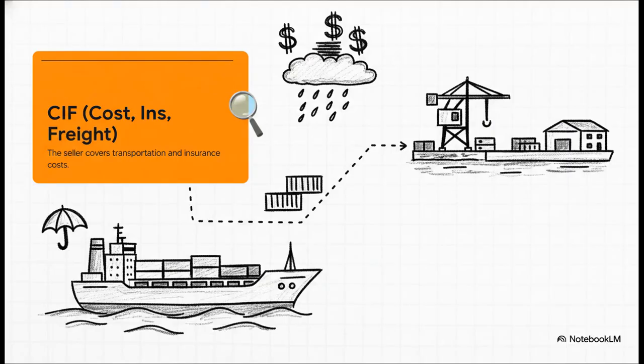Now, let's flip that completely and look at CIF, which is a totally different deal. With CIF, the seller is responsible for, well, pretty much everything. They handle the shipping cost, they get the insurance policy, and they make all the freight arrangements for the entire main journey, all the way until that vessel actually arrives at your destination port. The seller handles the whole trip, and the buyer only takes over once the ship is safely docked.